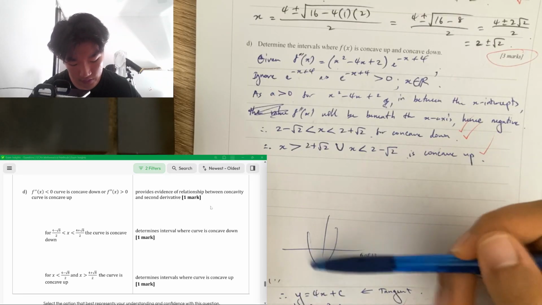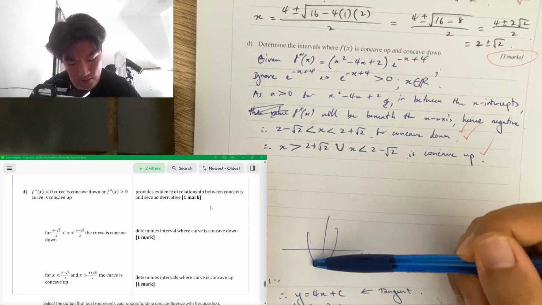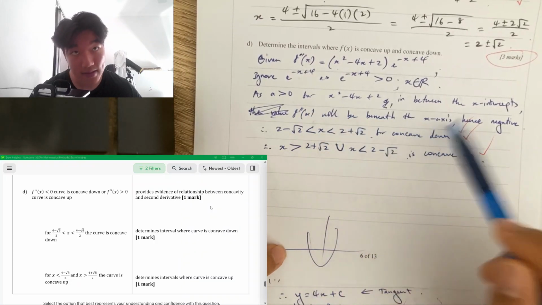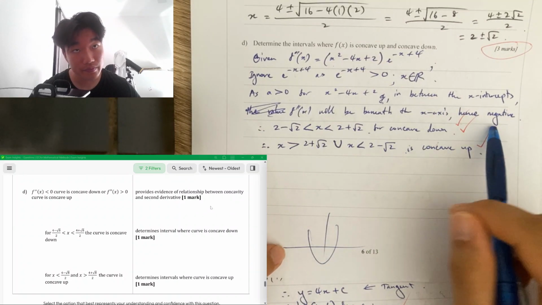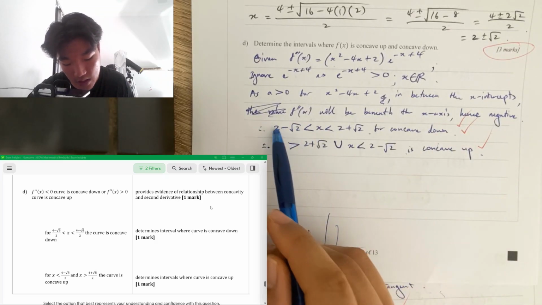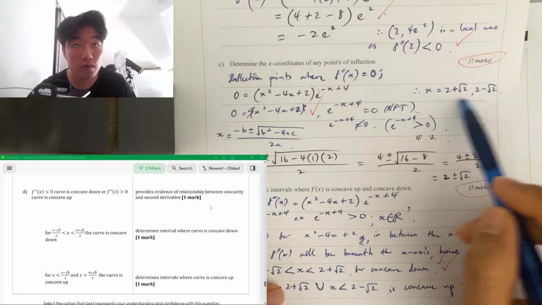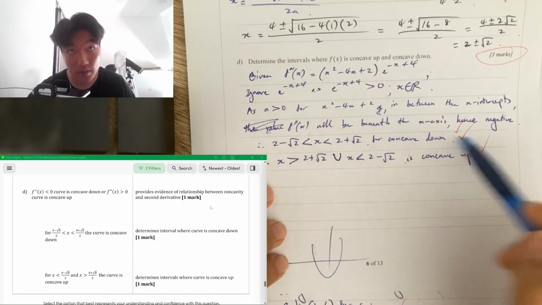The second derivative is going to be negative, right? It's going to be under the x-axis, right? The second derivative will be beneath the x-axis, hence negative. So if it's negative, it's going to be concave down. So that's why I said in between the solutions we got, right? So the solutions up here, the x-intercepts of the second derivative, in between them, they're going to be concave down.